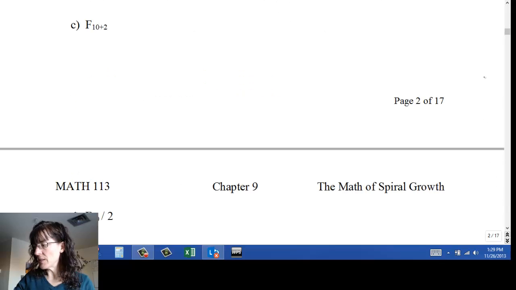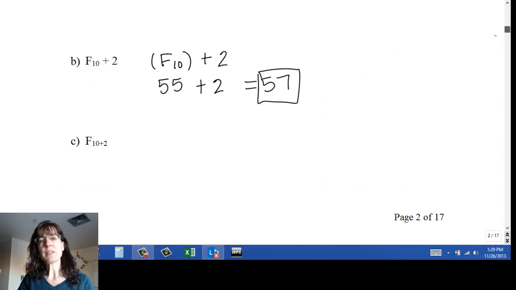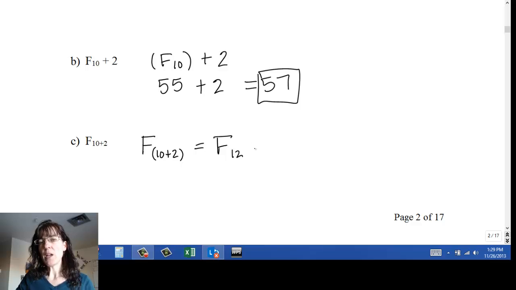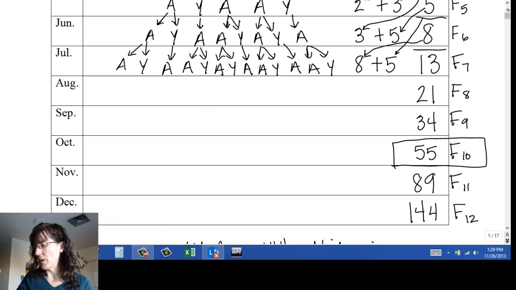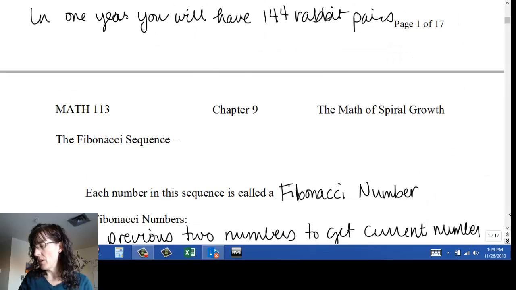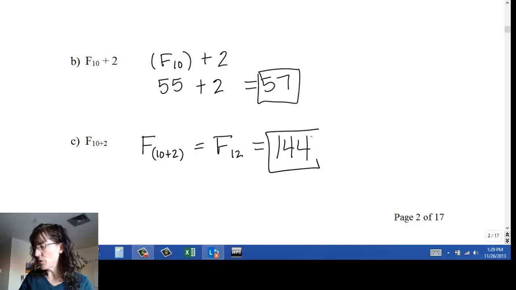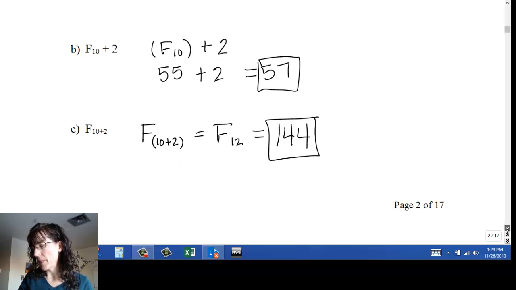Okay. And this next one is f sub 10 plus 2, and you can see that the 10 and the 2 are both in the subscript, so it means do f sub, and then you have to do 10 plus 2 first, which is going to give me f sub 12, and then I'll have to go back and look or remember what I got for that one, but that would be this last one here, the 144. So f sub 12 is 144, and that's my solution for that part.